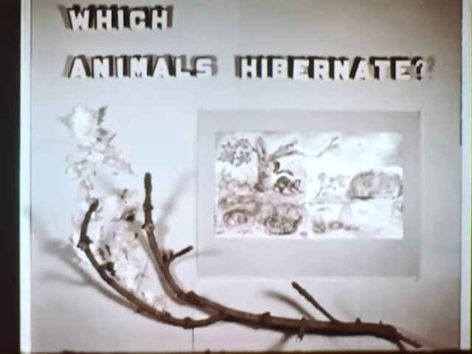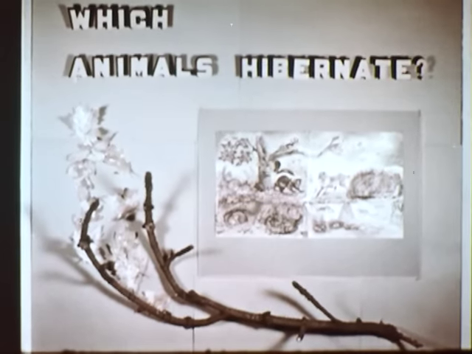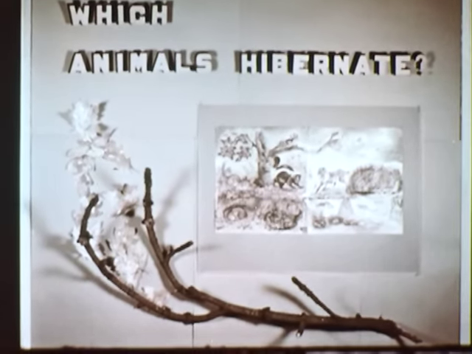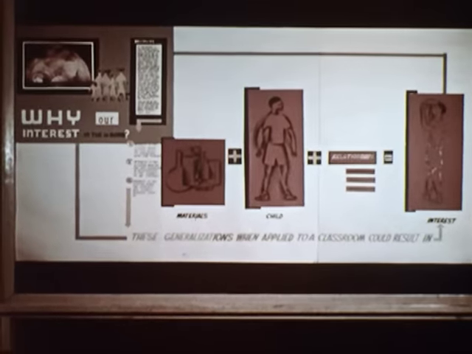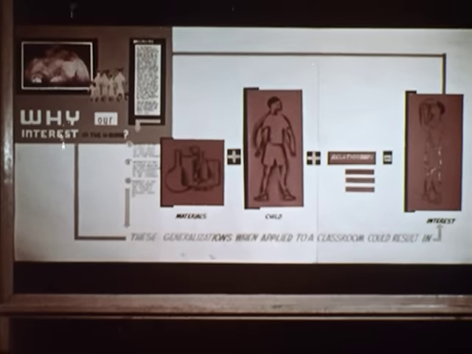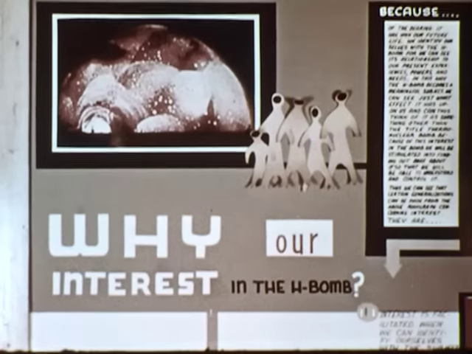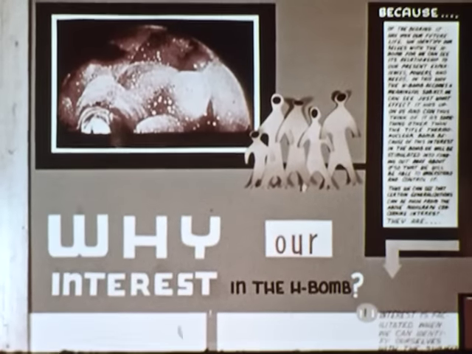Construction paper has been used to add color to black and white photographs. The branch and leaves of a tree provide a three-dimensional effect which is in keeping with the subject. Here, a quantity of information has been organized into an easily read teaching unit. Notice how the lettering has been related to the illustrations.